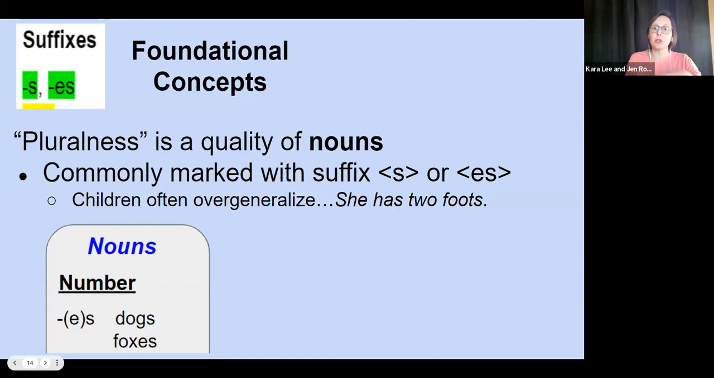So we're making it concrete when we're bringing in the orthography, the written language piece, right? Because we need to show them that that pluralness thing, that quality of nouns that is plural, is marked in writing by something called a suffix s or es. Okay, so we have, again, an inflectional suffix s or es, and it helps indicate number in our language.